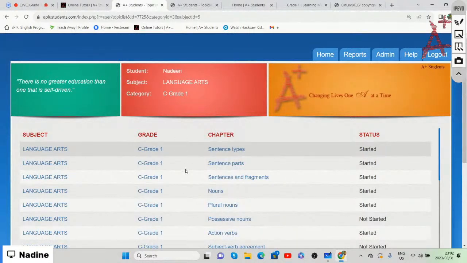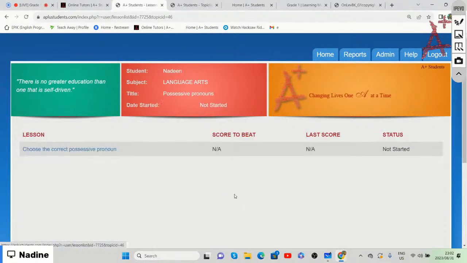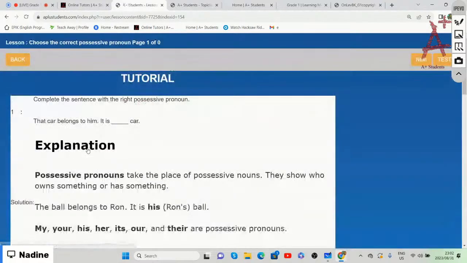All right, so once you have selected the subject of language arts, grade 1, you're going to scroll down until you get to the chapter of possessive pronouns. So we're going down until we get to possessive pronouns. All right, so once we are within the chapter of possessive pronouns, the focus lesson is going to be choose the correct possessive pronoun.